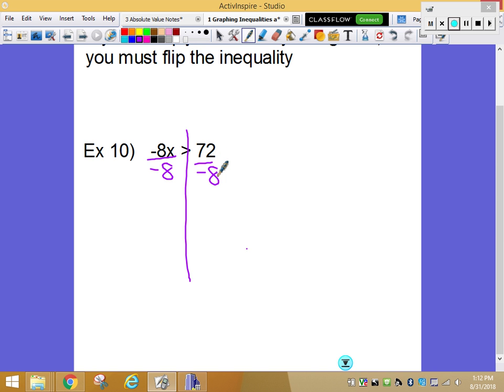Right? So on the left-hand side, these cancel. I got an x. 72 divided by negative 8 is negative 9. I divided by a negative. You divide by a negative, you have to flip your inequality. So look at those inequalities. Do you see how I flipped it? And then it works the same way. I'm not going to keep graphing because I think you get the hang of that. But you have to remember, if you multiply or divide by a negative, flip your inequality.